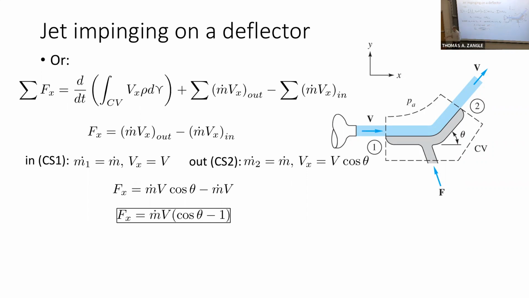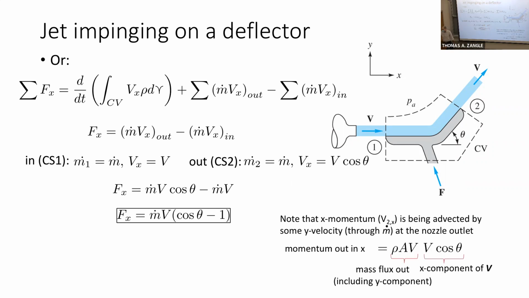So let's look at that term. We're saying that the momentum out in x is m dot v cosine theta. You can write m dot as rho A v, so we can expand this out as rho A v times the x component, v cosine theta. Again, this is the mass flux out times the x component of the velocity.